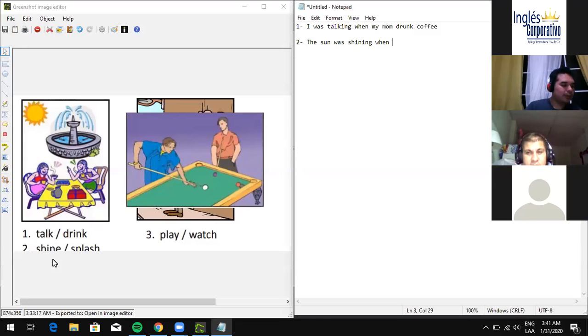Splash. The past is splashed. That's right. Yes, it's a regular verb. Okay. The sun was shining when we splashed into the water. Into the water. No, the sun was shining when... when we splashed into the water. Very good.